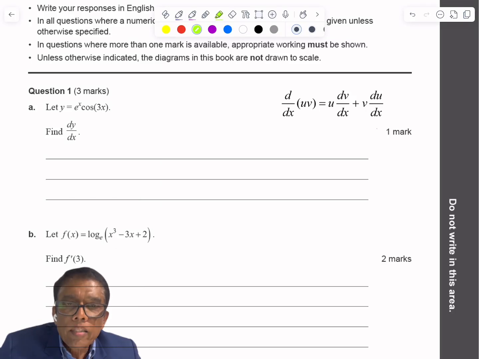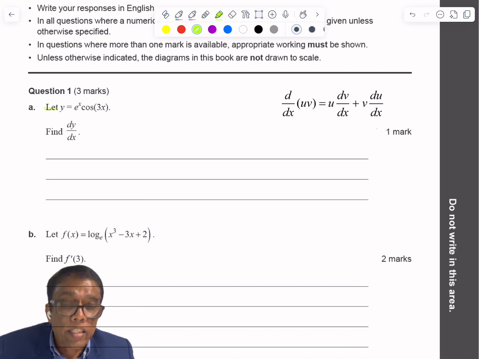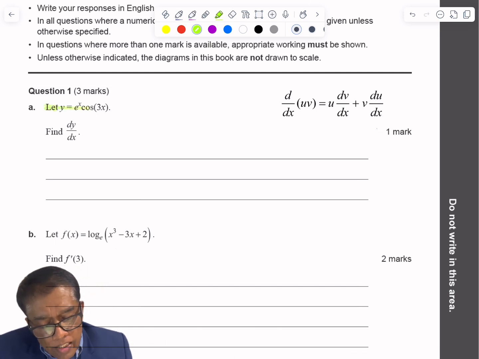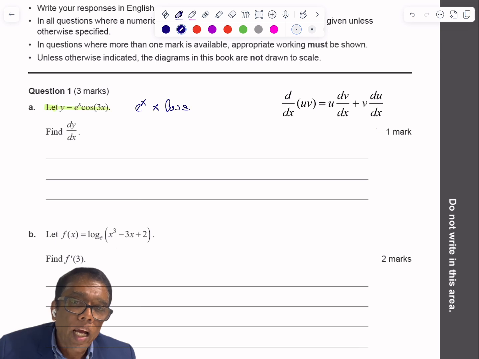Let's start. The first question. It is given that y is equal to e^x times cos 3x. Actually, if we consider this one, e^x times cos 3x is a product of two functions. We know that we can use the formula sheet. The product rule is given there.